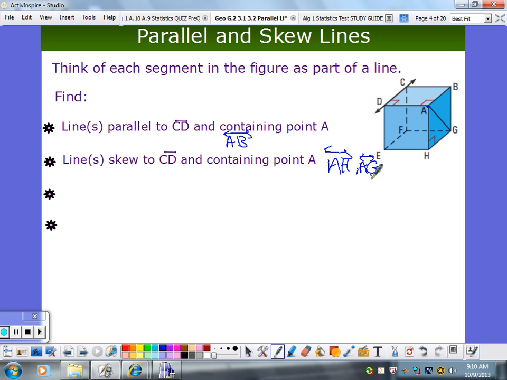Think we have any others? Has to go through A, right? So what other lines do we have? AB is parallel, so it's not a skew line. You can make a plane. And that one intersects. So I think we found them.